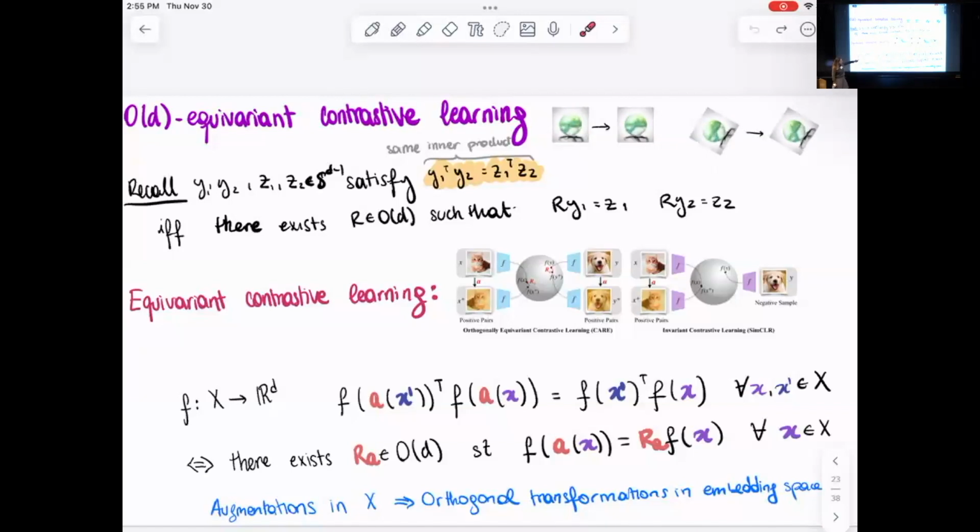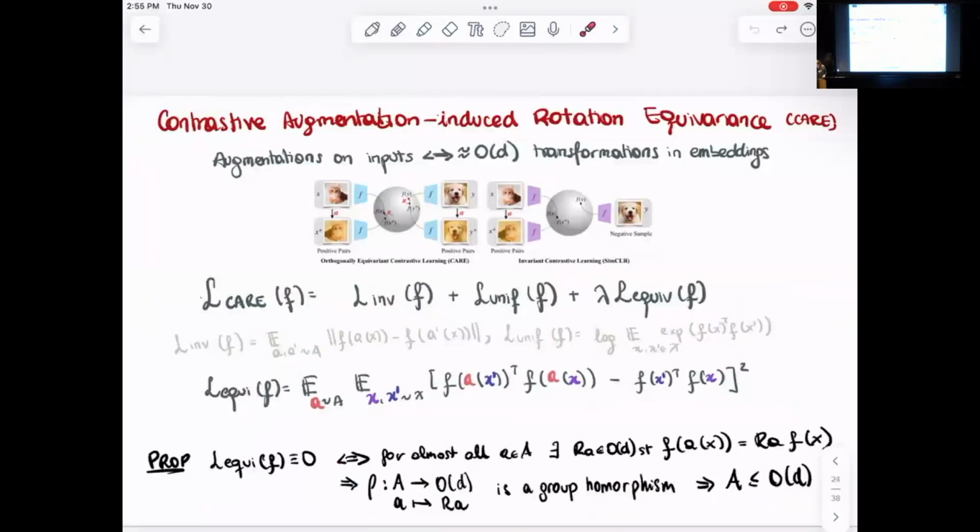And if that's the case, if this is satisfied for all fixed embeddings, say making it yellow, if that is satisfied for all pairs of points, then we know that there exists an orthogonal transformation, so that applying the augmentation corresponds to making the orthogonal transformation in the embedding space. And that gives you some interpretability of how you can work in this embedding space. These augmentations correspond to rotations.